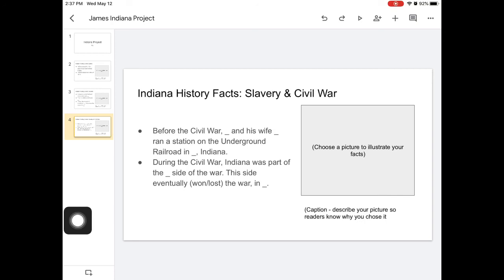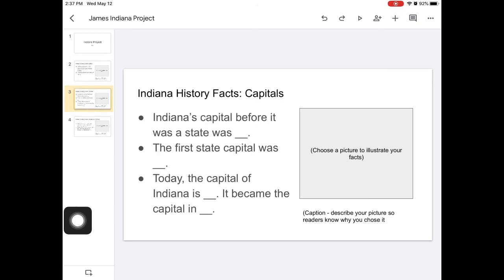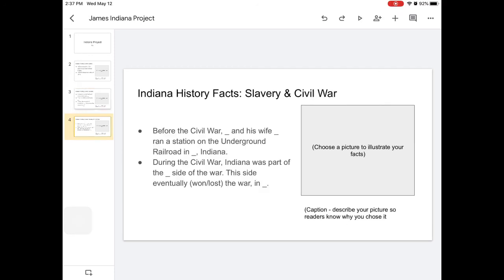Okay. You may have noticed on every slide we have "choose a picture to illustrate your facts" and "caption: describe your picture so readers know why you chose it." Do not do these today. Those will be part of your project that we will complete another day, but they are there for you to start when we do them on another day. Just doing this last sentence in the slide is your assessment today.